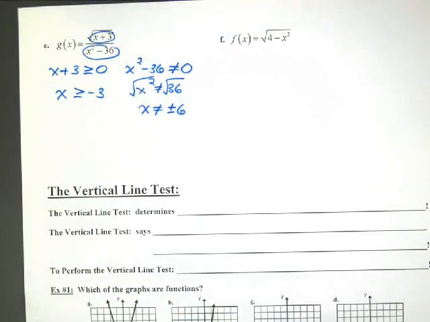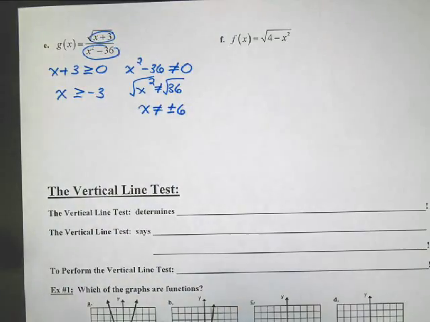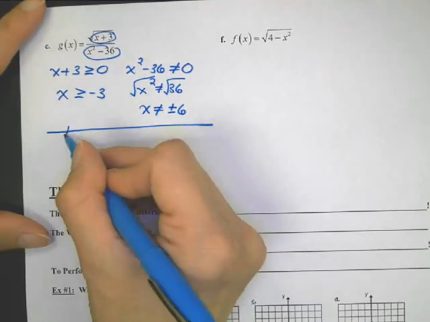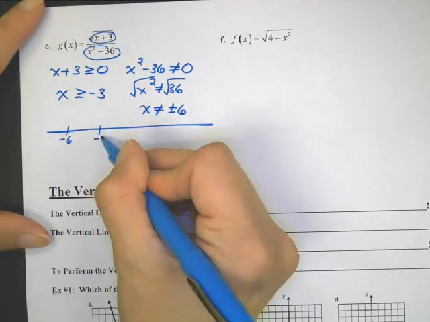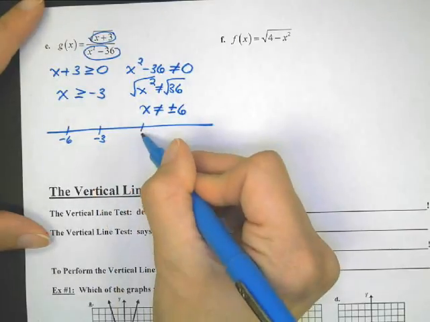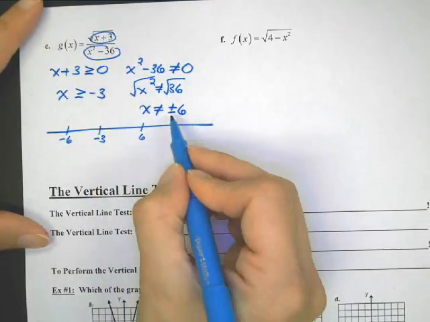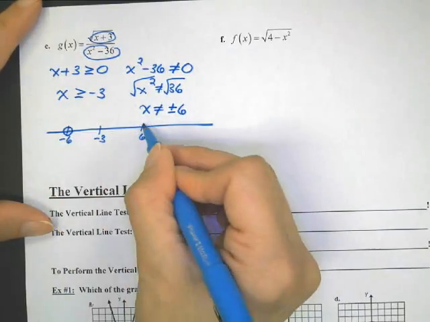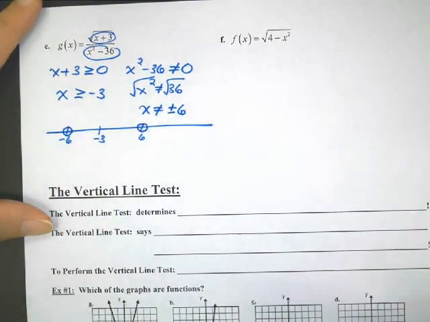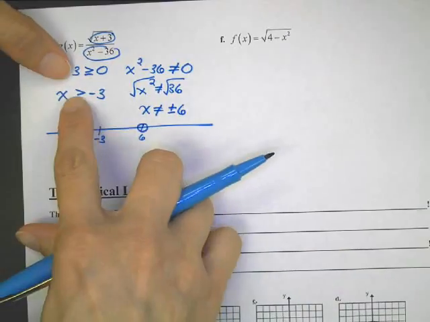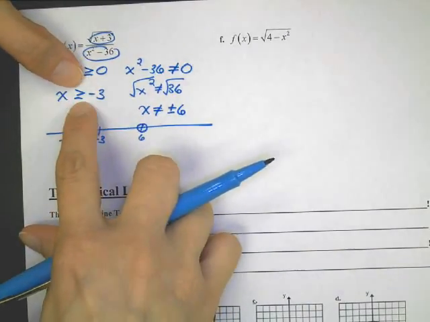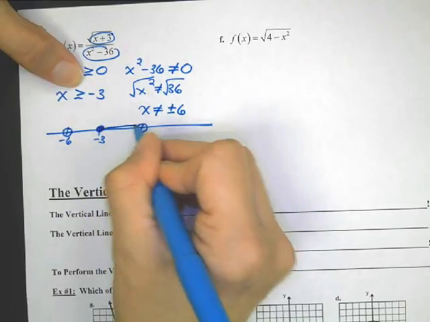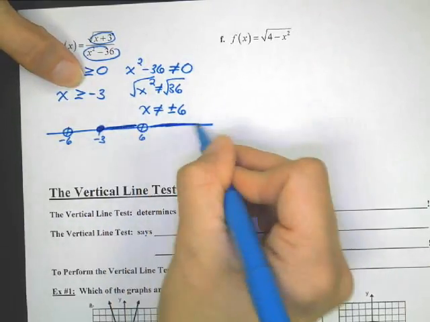Okay, now I kind of want to put this all together on a number line to see what's going on. Okay, so let's put the numbers negative 6, negative 3, positive 6. So this part right here says do not be a negative 6, do not be a positive 6. You can't use those numbers. But this part here says you have to be equal to negative 3 or greater. Greater, greater, greater.